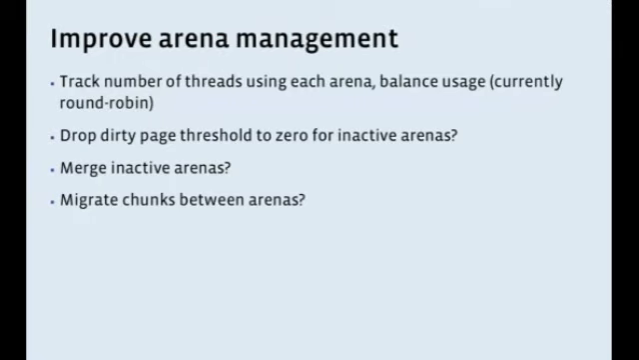But still, I think jemalloc currently is a little overly simplistic in how it does its round-robin assignment of threads to arenas. We need to adapt it so that it pays attention to how many threads are currently using each arena. Potentially, if there are no threads using an arena, change its dirty page purging threshold to 0, or migrate those chunks over to another arena, something along those lines. So there's a lot of room for improvement here.